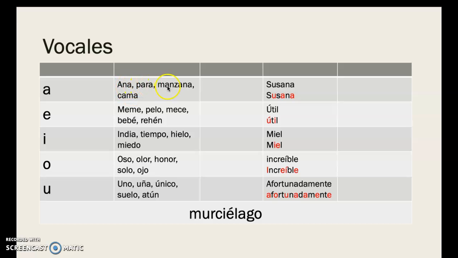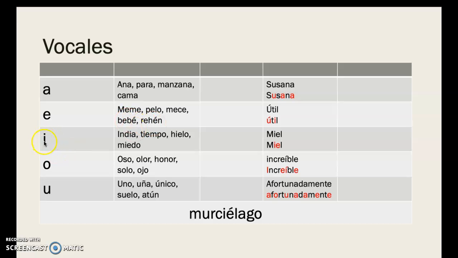Ana, para, manzana, cama. Then for letra E, vocal E, we have meme, pelo, mese, bebé, rehén. Meme, hair, swing, baby, hostage.